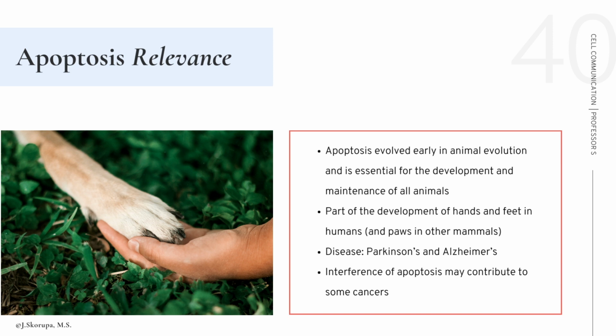Apoptosis evolved early in animal evolution and is essential for the development and maintenance of all animals. It is part of the development of hands and feet in humans and paws in other mammals. Interference of apoptosis may contribute to some cancers.